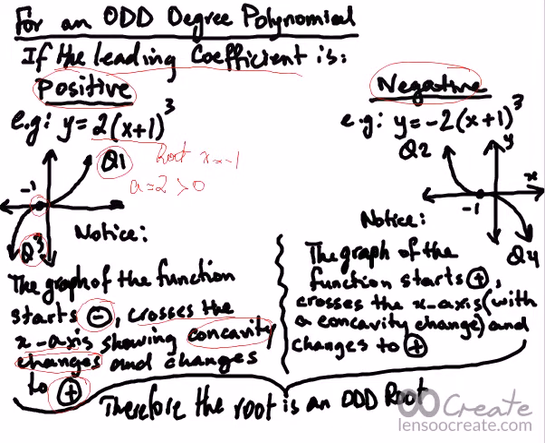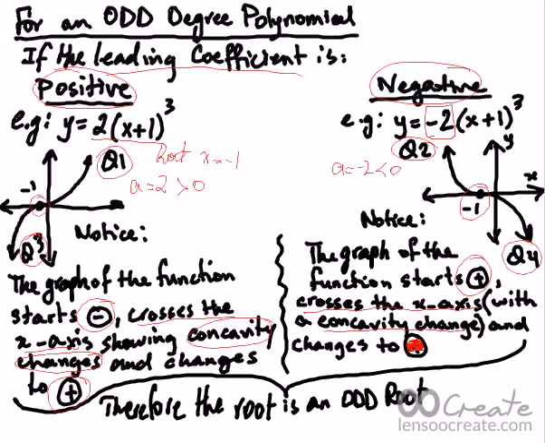In the second case, where the leading coefficient is negative, in this case a equals negative 2, less than 0, the function has a vertical reflection. So we have a function that is starting in quadrant 2, crossing through the root and reaching quadrant 4. The graph starts positive, crosses through the x-axis, you will see a concavity change, and then the sign changes to negative. I'm sorry for that mistake. Sign changes from positive to negative.